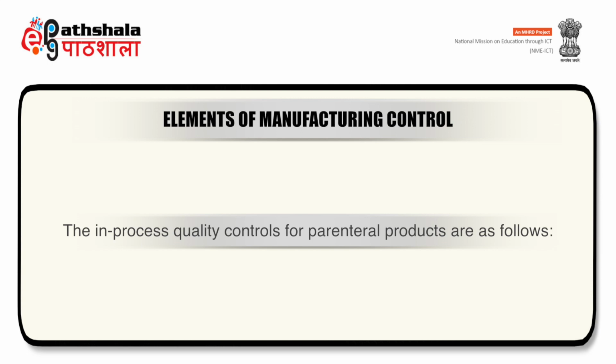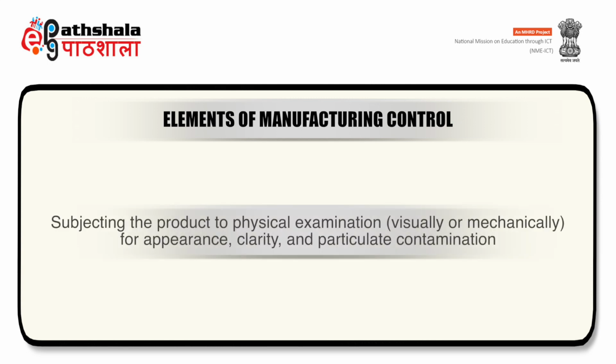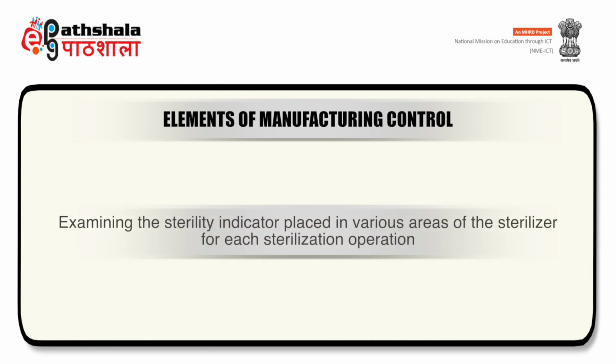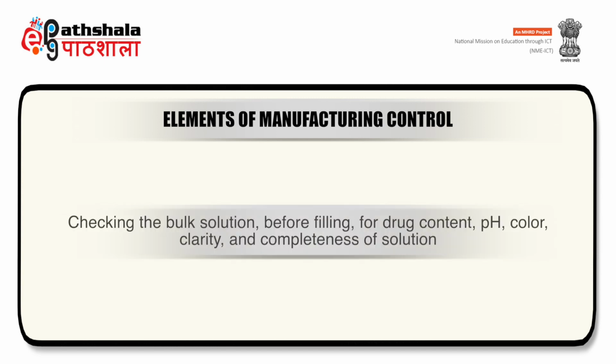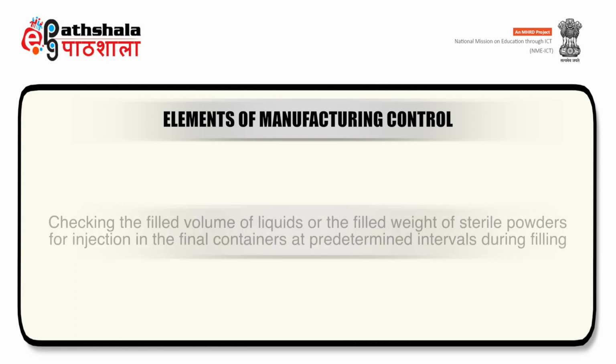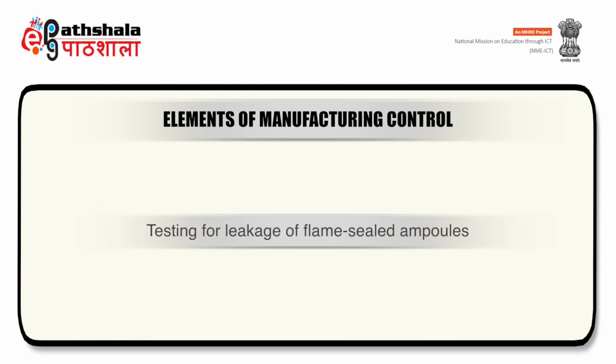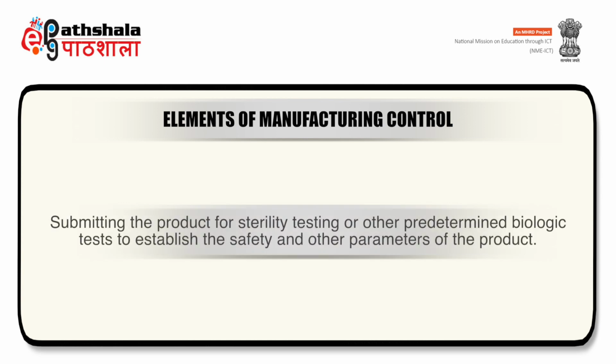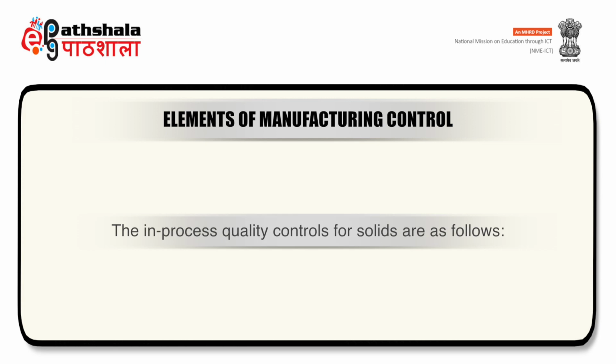The in-process quality controls for parenteral products include subjecting the product to physical examination for appearance, clarity, and particulate contamination, examining the sterility indicator placed in various areas of sterilizer for each sterilization operation, checking the bulk solution before filling for drug content, pH, color, clarity, and completeness of the solution, checking the filled volume of liquids or filled weight of sterile powders for injection in the final containers at predetermined intervals during filling, and testing for leakage of flame sealed ampoules, and submitting the product for sterility testing or other predetermined biological tests to establish the safety and other parameters of the product.